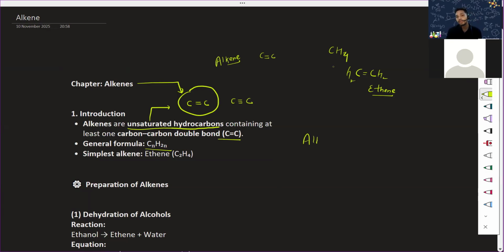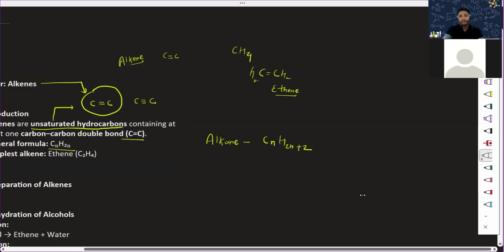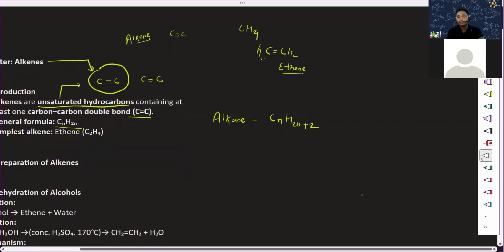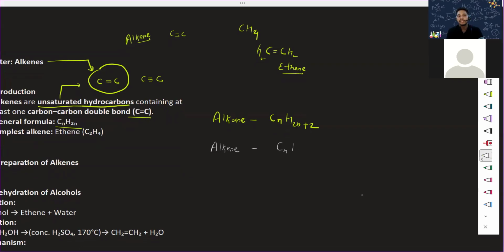And the general formula is, okay, what is the general formula for alkane? Can you repeat? CnH2n+2. Yes, isn't it? So, when you talk about the formula for the alkene, what will it be? CnH2n. The plus 2 is not there because, see, when I draw this structure, can you tell me which structure this is? Methane? Ethane. Two carbon. Yes, it is ethane.